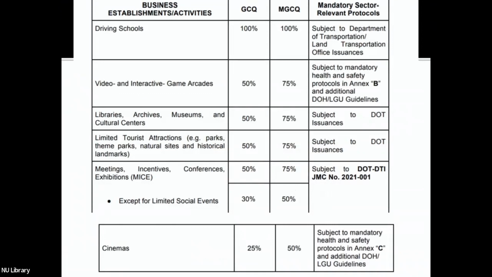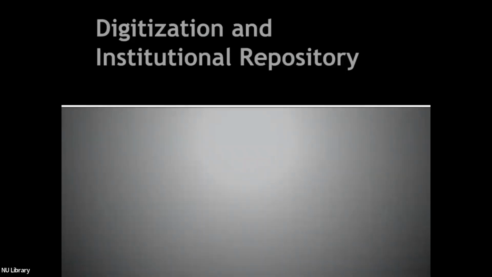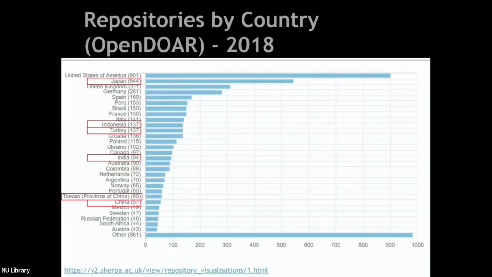So in the Philippines, previously we were libraries and archives and museums. In 2020 they were closed 100%, but later on during GCQ and MGCQ were reduced to 50% to 75% capacity. Now, let me start with the digitization and repositories.